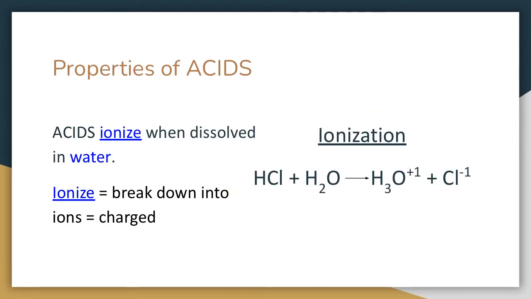Another interesting property about acids is the fact that they ionize, or they form ions, when dissolved in water. So ionize means that they break down into ions, or they are going to become charged. So acids are normally not charged, like here we see hydrochloric acid. We have no charge on that. And then we're going to add it into water. Okay, so we do this a lot when we dilute acids for you guys to use in lab.